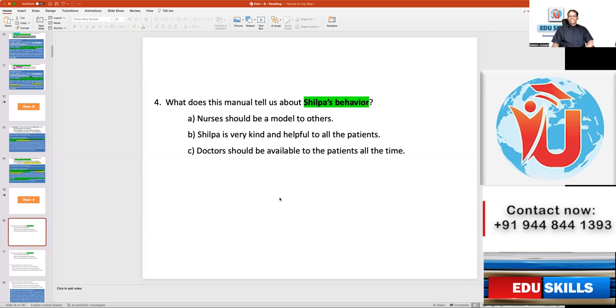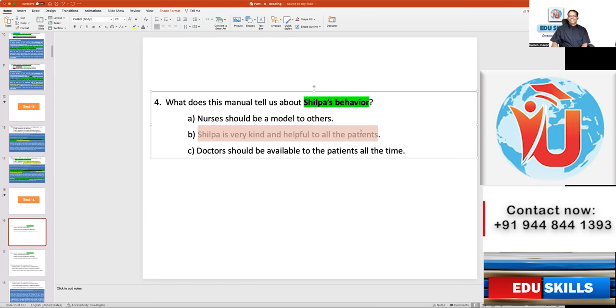Father, without a paragraph, how can you find the answer? For example, we are speaking about nurses' behavior. Shilpa is one of the nurses. Now, what does the manual tell us about Shilpa's behavior? Shilpa is very kind and helpful to all the patients. She is very kind and helpful to all the patients. Correct? Yes, father.